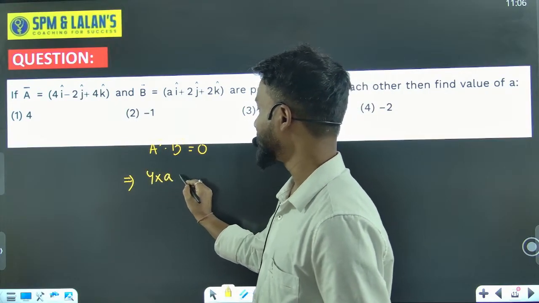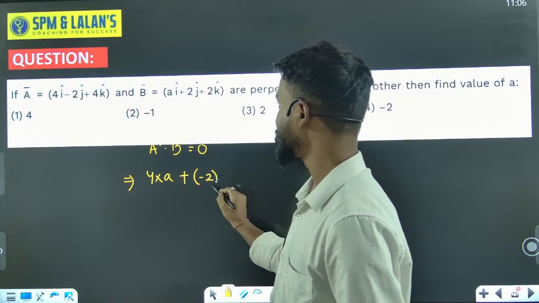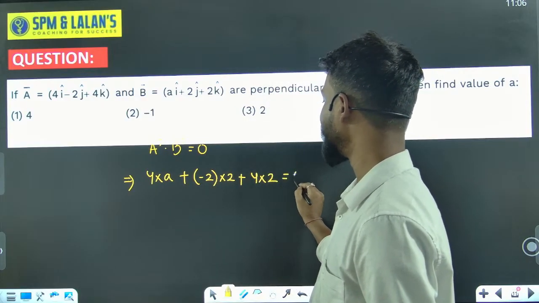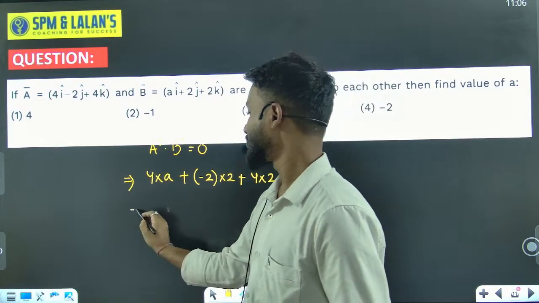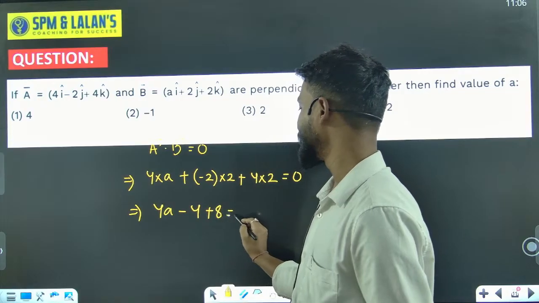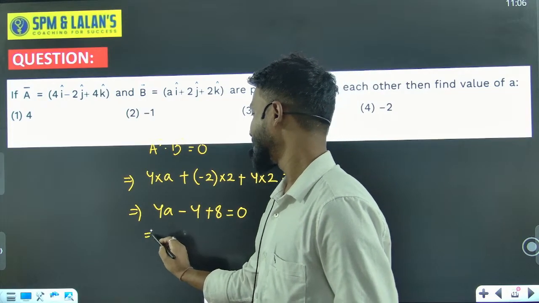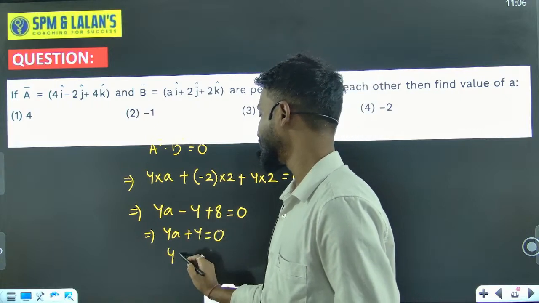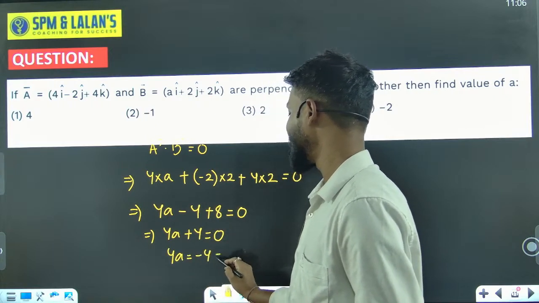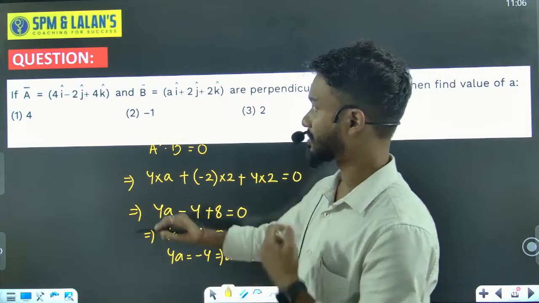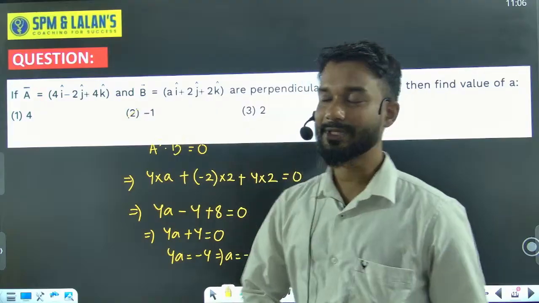4 into a plus minus 2 into 2 plus 4 into 2, and that should be equal to 0. So we'll get 4a minus 4 plus 8 equal to 0. So we'll get 4a plus 4 equal to 0, or 4a equals minus 4. That implies a value will be minus 1. So option number 2 will be the answer.